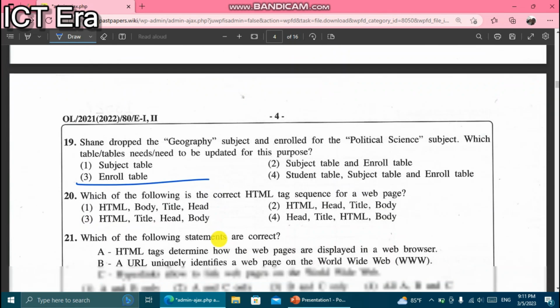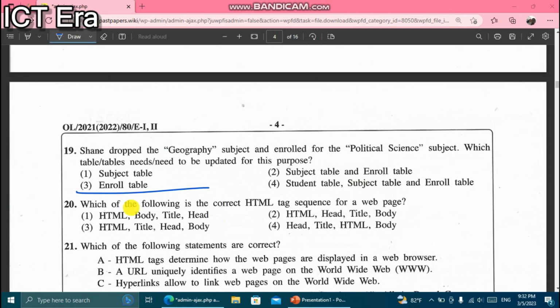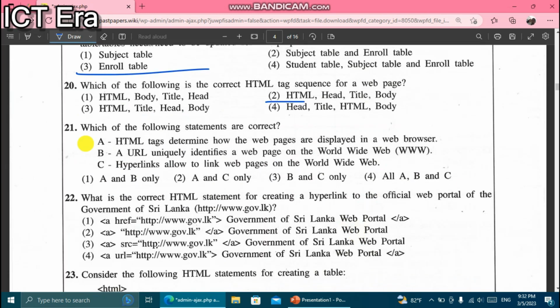So third one is the answer. Now let's start with 20th question. Which of the following is the correct HTML tag sequence for a web page? So first of all, HTML should be there, then head, then title, after that body. Second one is the answer.